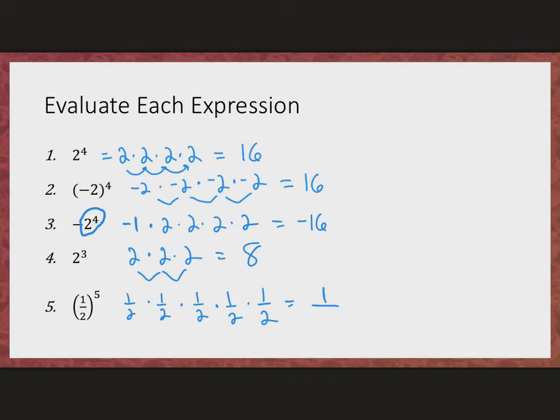And 2 times 2 is 4. 4 times 2 is 8. 8 times 2 is 16. And 16 times 2 is 32. So 1/2 to the fifth power will be 1 over 32.